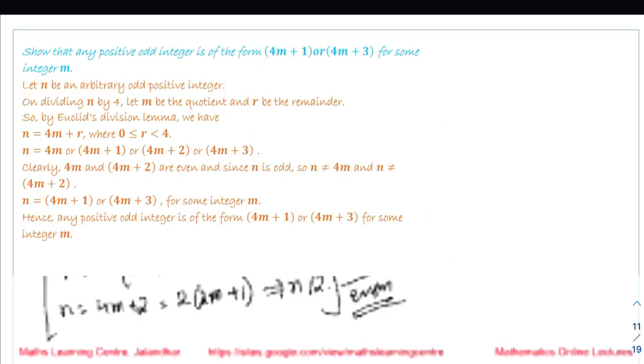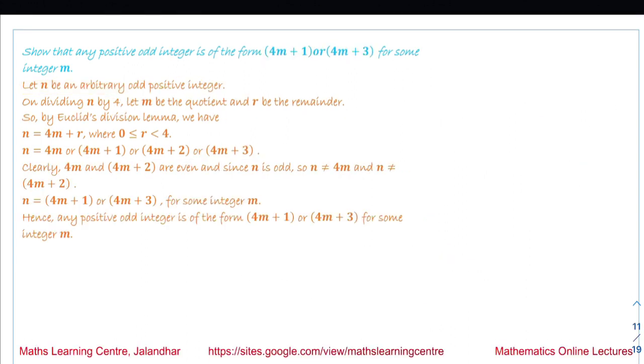Next is: show that any positive odd integer is of the form 4m plus 1 or 4m plus 3. Now when we look at this term, it is 4m over here. It means we are talking about divisibility by 4. From this we can judge, though it is not exactly that in every question it will be like this. Some questions might have some other value we have to use, but to judge what kind of divisibility we are talking about, we have to look at this term over here. So in this question it is 4m plus 1 and 4m plus 3. So basically we are talking about divisibility by 4, and we will see whether we are able to find the answer or not.